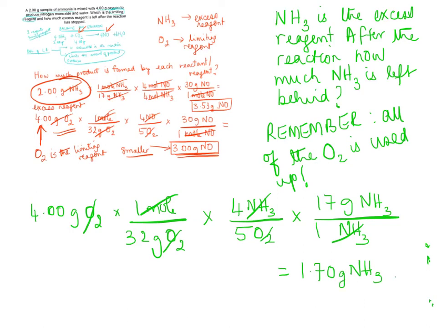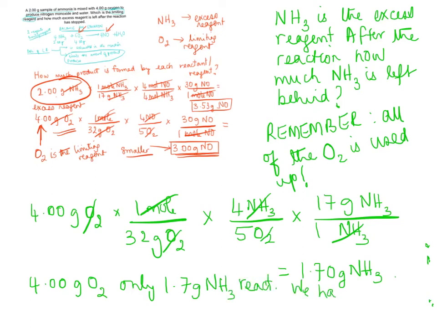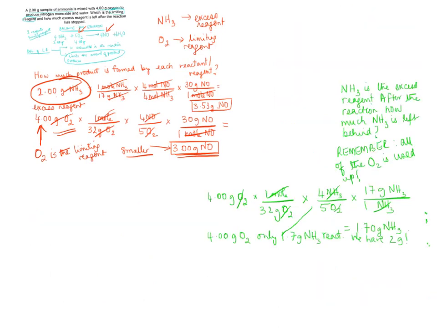So for every 4 grams of O2, only 1.7 grams of NH3 react. We have 2 grams. Since we have 2 grams, the amount of excess that we have is 2 grams minus 1.7. We have 0.3 grams of ammonia remaining after the reaction.